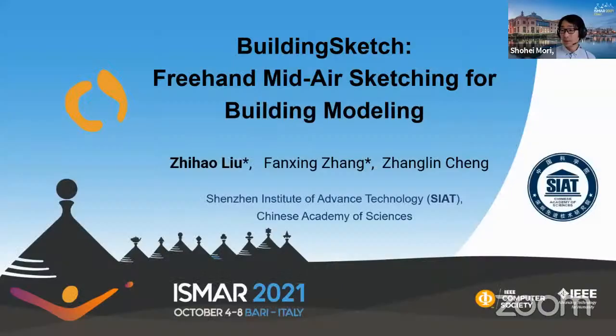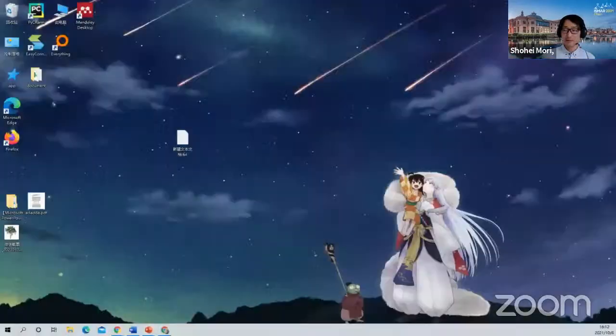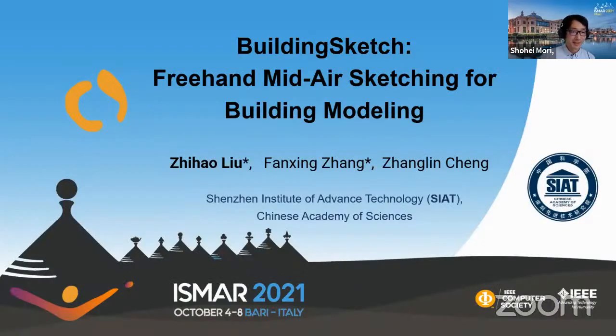Meanwhile, I would like to introduce you the authors. Ji Hao Liu is a master student at Shenzhen Institute of Advanced Technology, Chinese Academy of Sciences. His research interests include virtual reality and computer graphics. I think I have forgotten to announce all the papers' titles till now, so let me do that from now. He's presenting Building Sketch, freehand mid-air sketching for building modeling. The floor is yours, please go ahead.